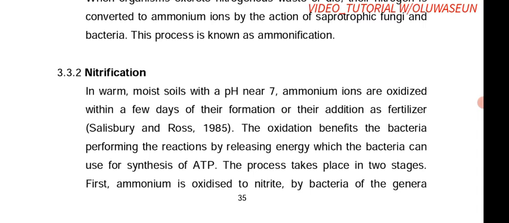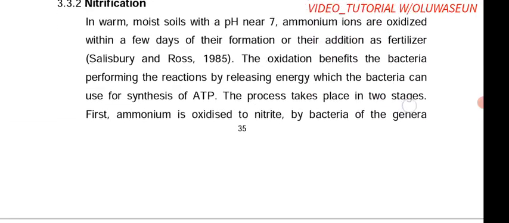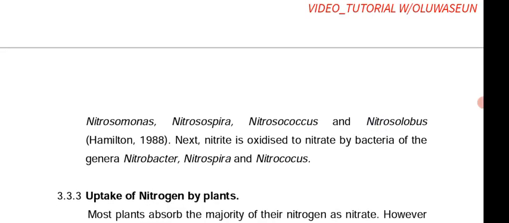So you can see where it starts. It starts from ordinary nitrogen converted to ammonium ion through the process called ammonification. Then the next one is nitrification. That is, the so formed ammonium ion will be converted to nitrate by the actions of some bacteria called Nitrosomonas, Nitrosospira, and Nitrococcus. So these bacteria, you must make sure you know them.